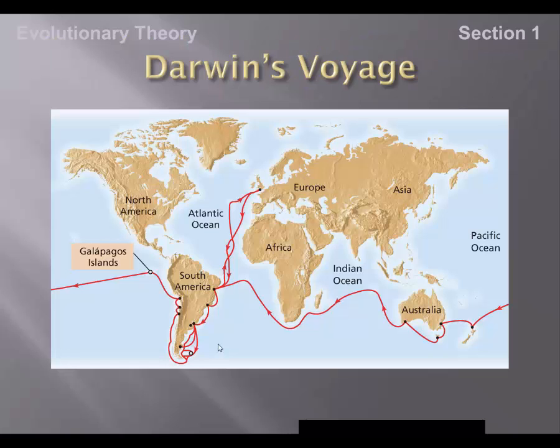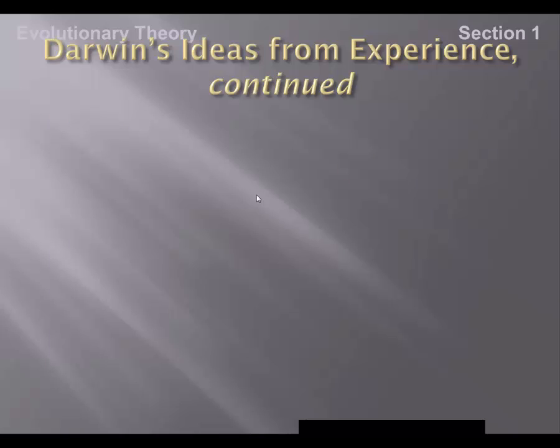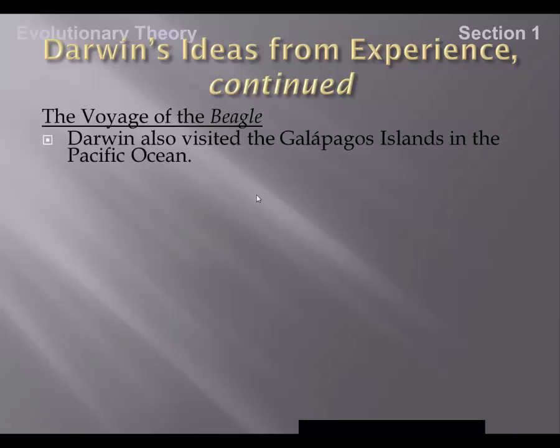You can see here the voyage of the Beagle. It started in England, traveled down to South America, around to the Galapagos Islands, and most of his data was actually collected in the Galapagos Islands. The ship then went all the way around to Australia, came through the Indian Ocean, came back to South America, and eventually returned to England. So he's most widely known for visiting the Galapagos Islands.